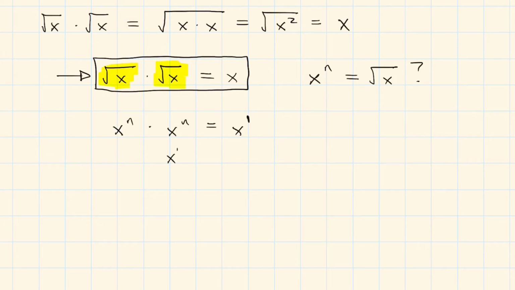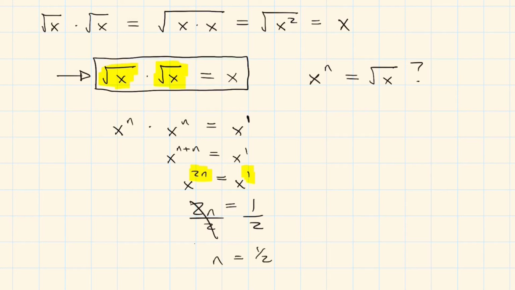equals x to the power of 1. When you multiply and you have the same base, you add the exponents. So this is x to the power of n plus n equals 1, or n plus n is 2n, so x to the power of 2n equals x to the power of 1. Well, because the bases are the same, those exponents need to be the same because it's equals. Those two sides need to be the same. So those exponents are the same, so I'm just going to look at them. 2n equals 1. I can solve that, divide both sides by 2. I get n equals 1/2.